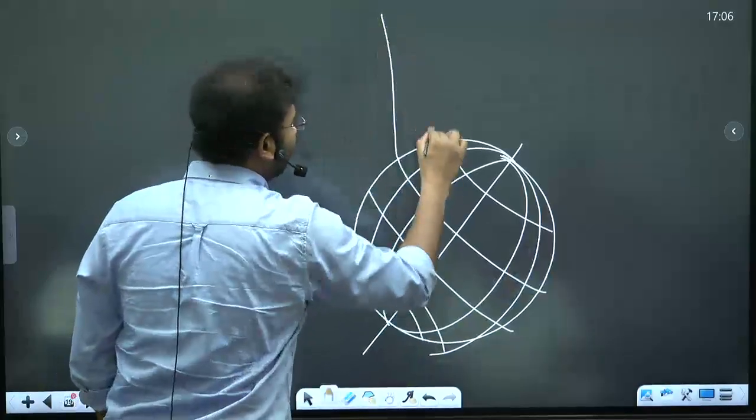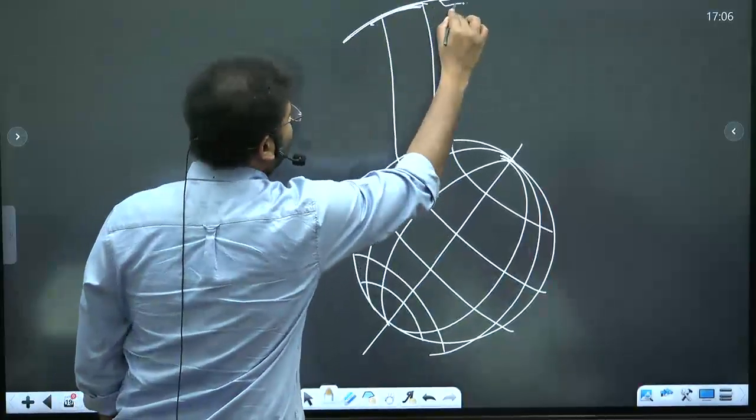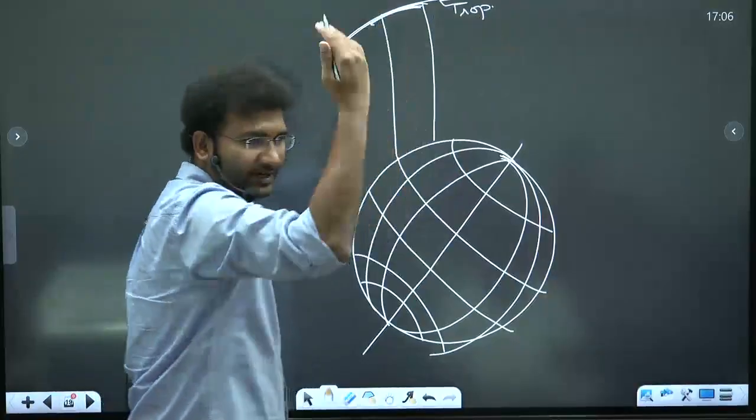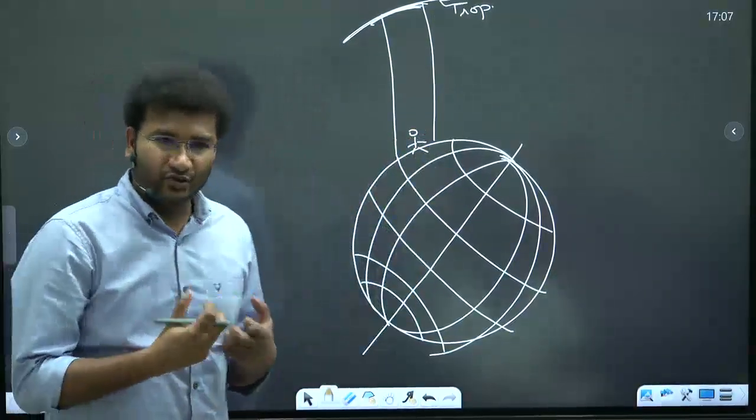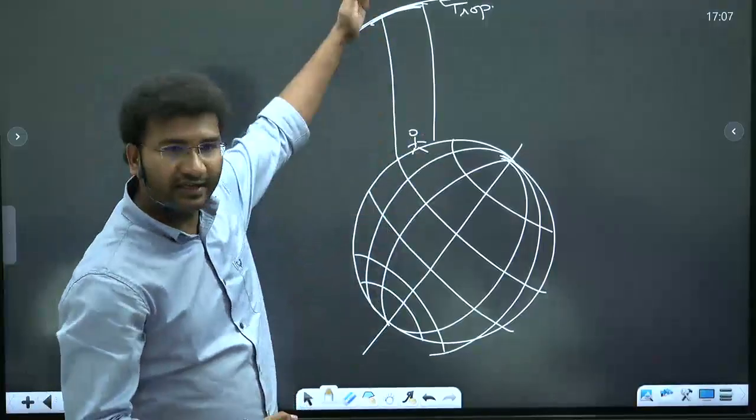on this earth, you take a column. This is the column. Now what is the height here? This is the tropopause, or where the troposphere extends. Always a person standing down will experience the weight of the air lying in this column.